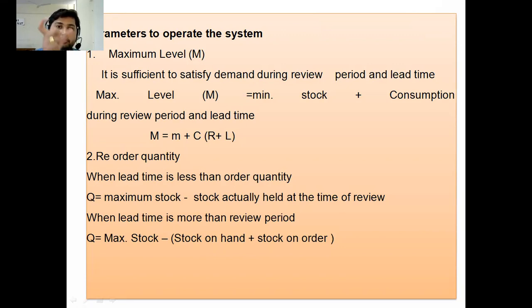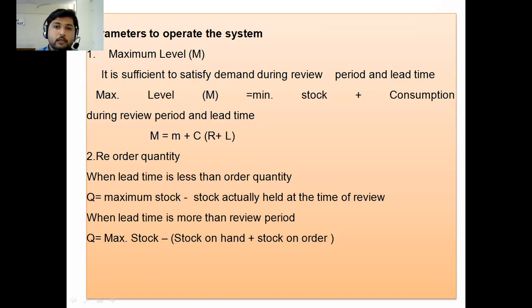The difference between two time periods or two orders will be considered as a review period. Okay, and lead time means the time between when your order is placed and when the order is received. So the time interval between these two events will be considered as lead time. So it is sufficient to satisfy demand during the review period and lead time.